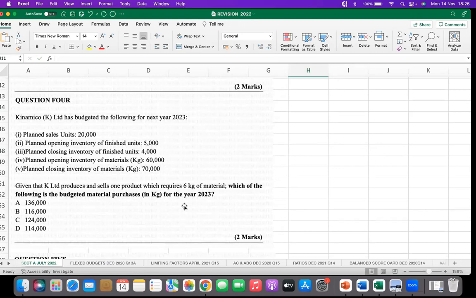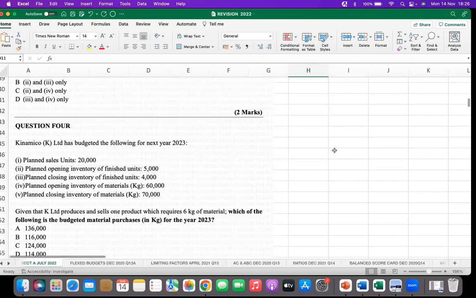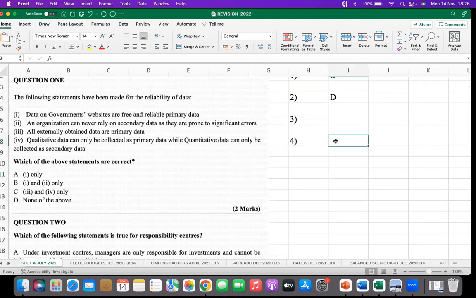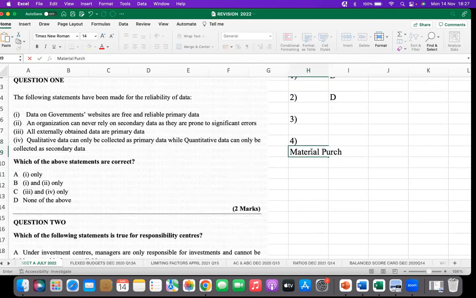Inamico Limited has budgeted the following for the next year, 2023. Given that K Limited produces and sells one product which requires 6 kgs of materials, which of the following is the budgeted material purchase in kgs for the year 2023? So what the question is asking you for is the material purchase budget. I'll call it MPB, of course in kgs.